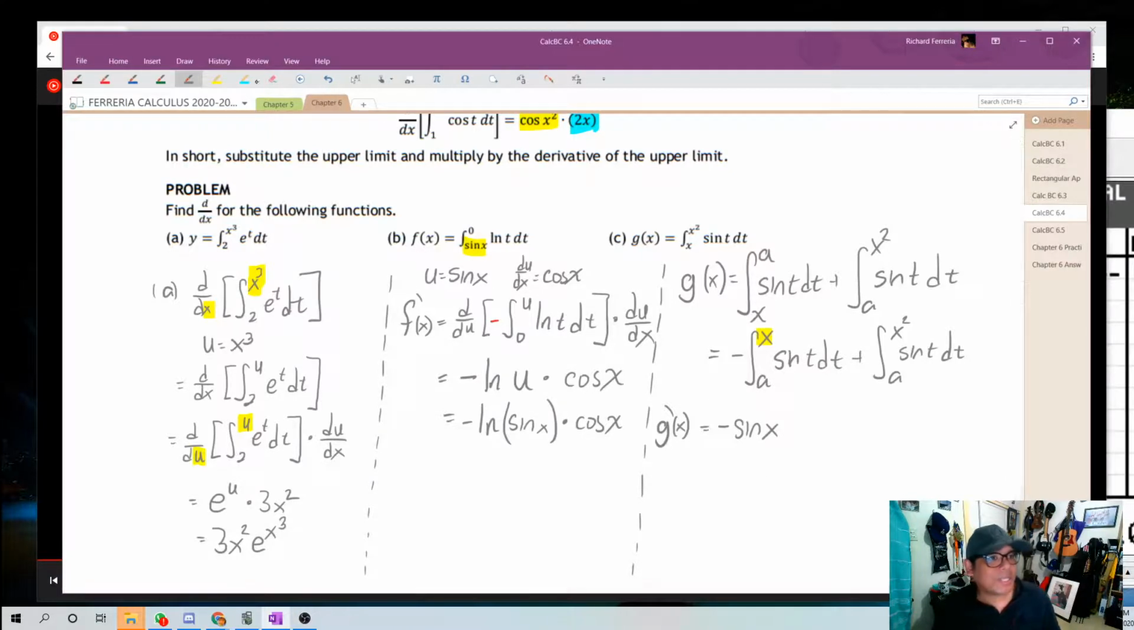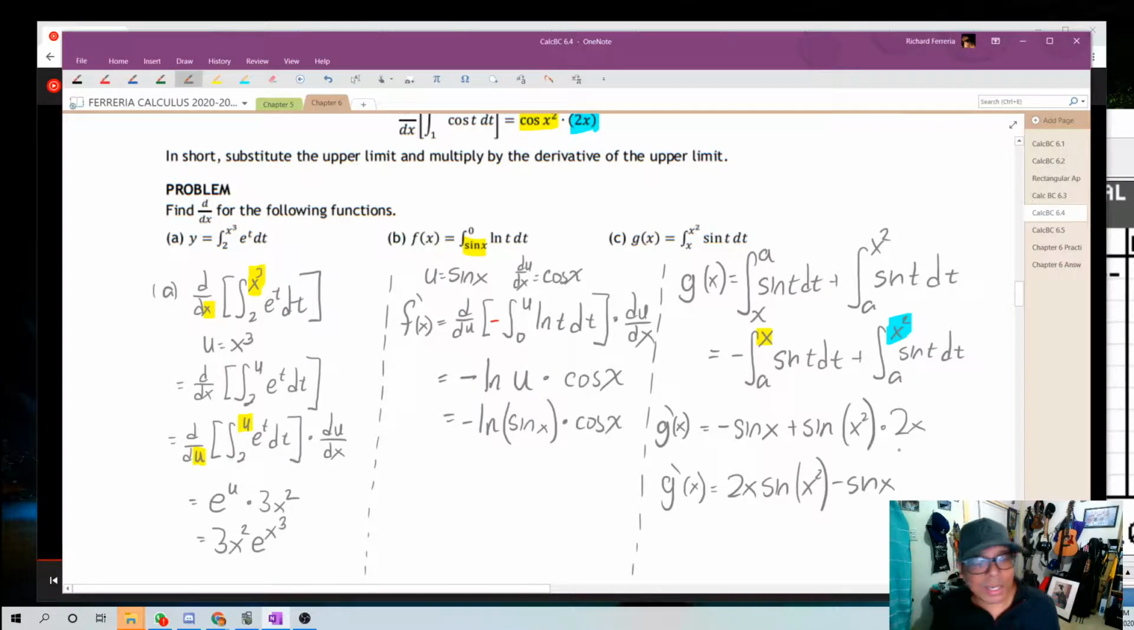And I take a look at the second one, and I've got x squared. That is a little bit special. So I'm going to substitute that x squared, and I'm going to multiply by the derivative of x squared. So when you throw that together, g prime of x is equal to 2x sine of x squared minus sine of x. So that would probably be rated as extremely difficult.